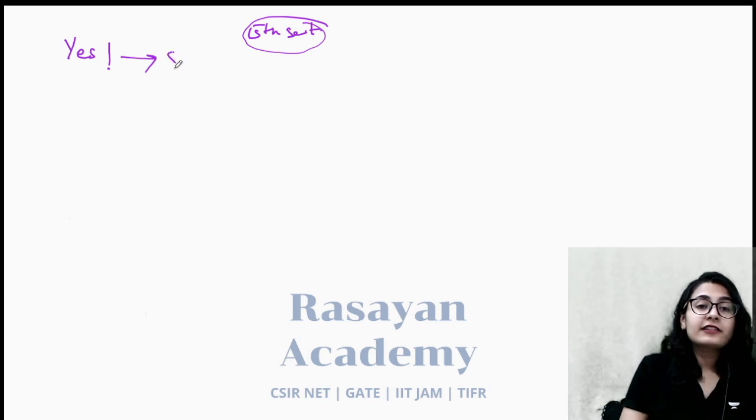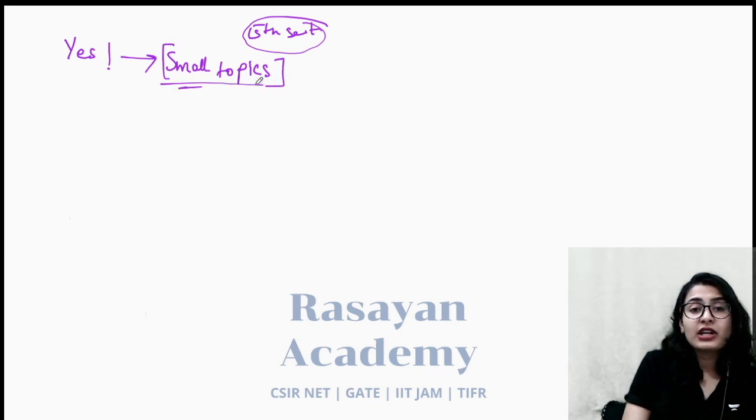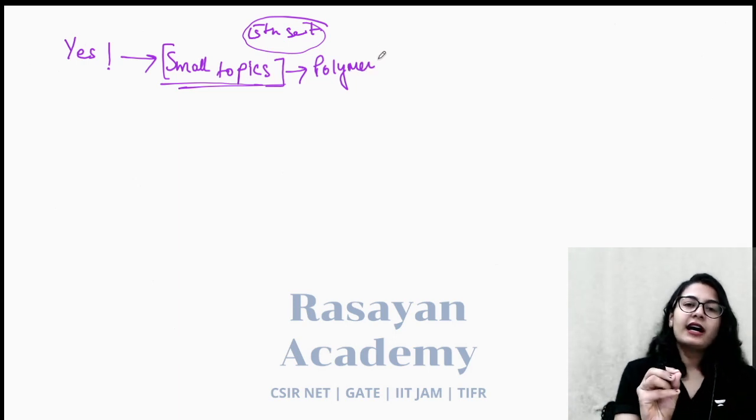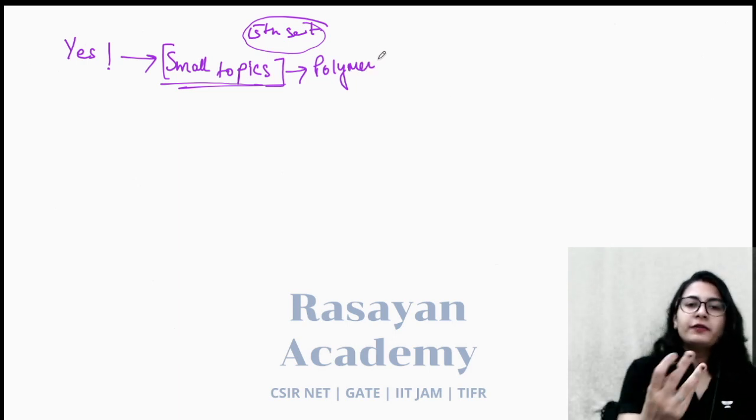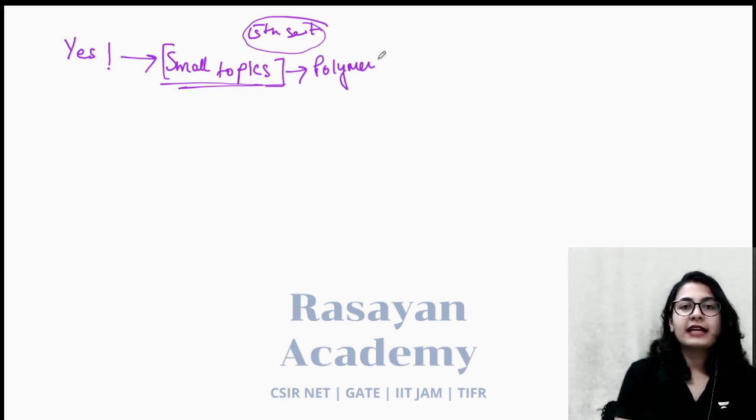You can select small topics first of all. Now, in the whole CSIR NET syllabus, which are the small topics? There are small topics, guys. Polymer chemistry. Very few questions are asked, and always there is a question on this. What is the polydispersity index? What are the different types of polymers? Only small information you need to know, and you might score a question from there.